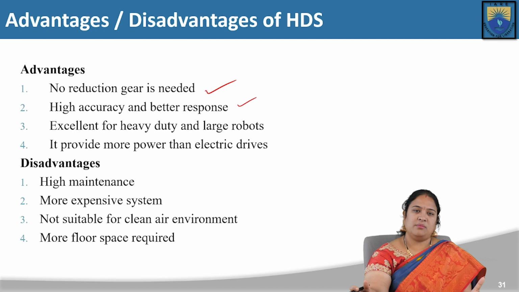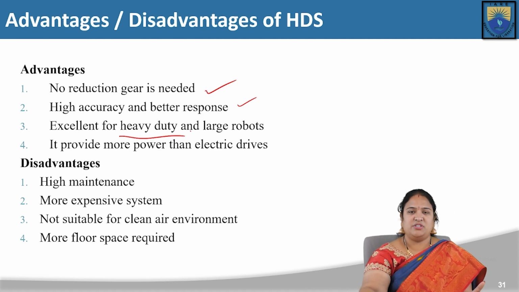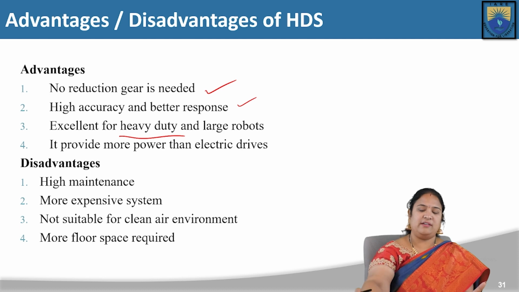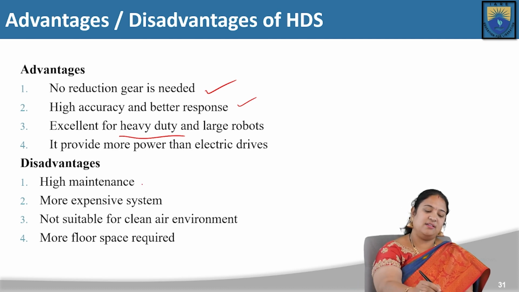The things which are being done using the hydraulic robot give higher accuracy and a better response, and it is excellent for heavy-duty and large robots. This type of hydraulic system is generally used for heavy-duty machines, and it gives more power than the electric drive. Compared to the electric drive, the hydraulic system gives more power.